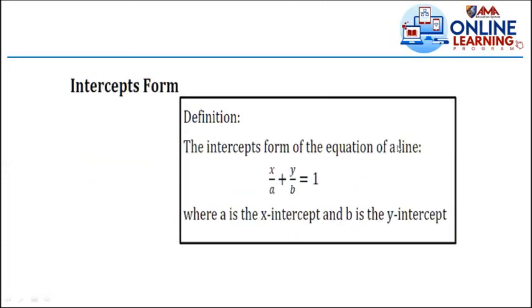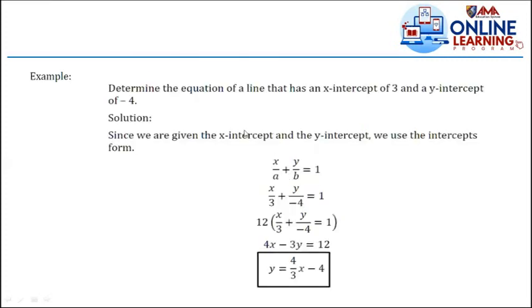So next we have the intercept form. Definition: the intercept form of the equation of a line is x over a plus y over b is equal to 1, where a is the x-intercept and b is the y-intercept. How are we going to do that? Example: determine the equation of a line that has an x-intercept of 3 and a y-intercept of -4.